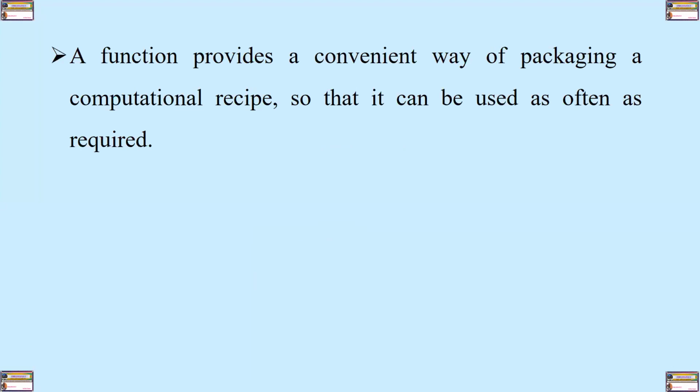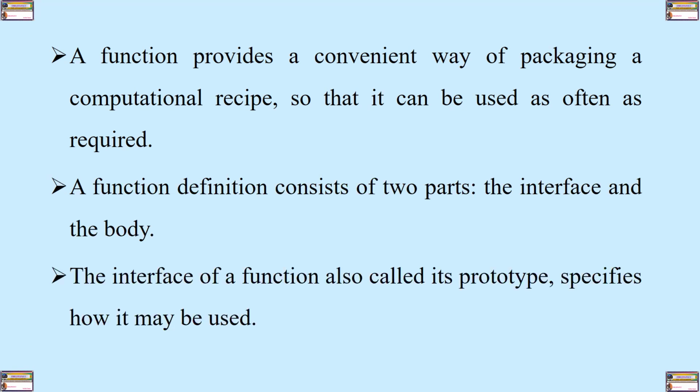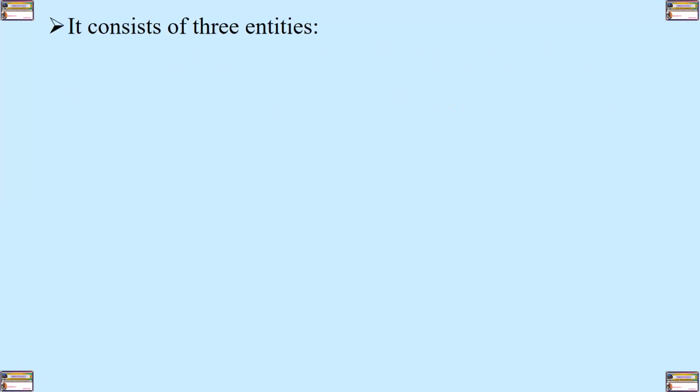Good. Now, a function provides a convenient way of packaging a computational recipe so that it can be used as often as required. In other words, you can call a function as many times as you want within the main program. A function definition consists of two parts, the interface and the body. The interface of a function, also called its prototype, specifies how it may be used. It consists of three entities.